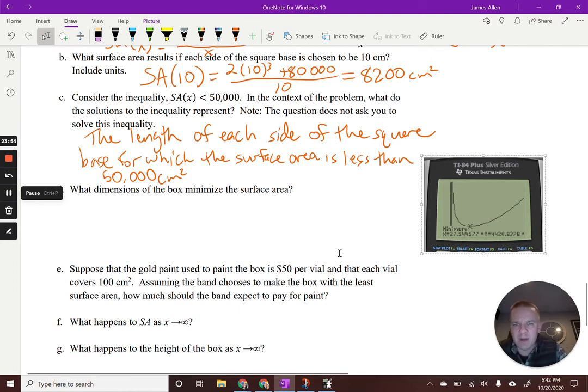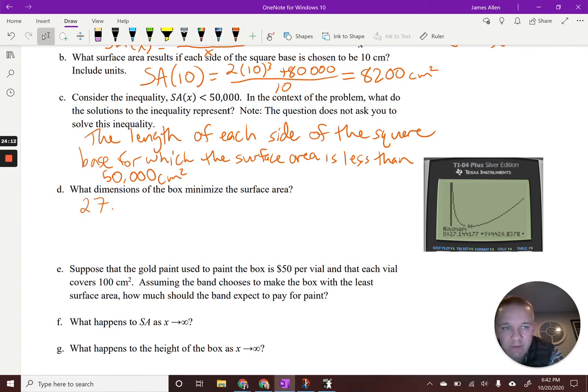All right. So what are my dimensions to minimize the surface area? Well, the x is my base dimension. That y is not my height. That is my surface area function value. That's the actual surface area, 4,420. Okay, so that means that one of the dimensions is going to be 27.144 centimeters by, and the other one's going to be 27.144 centimeters by, and then how do I find the last one?